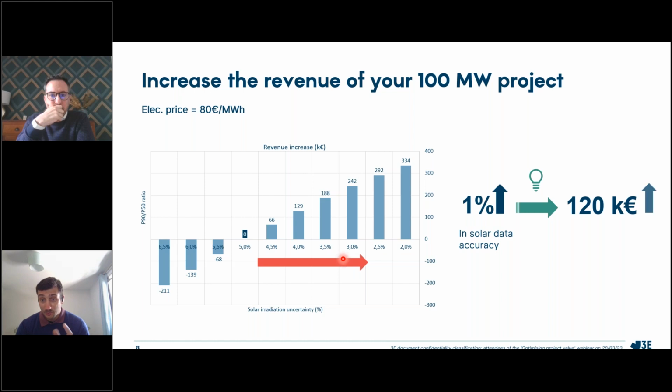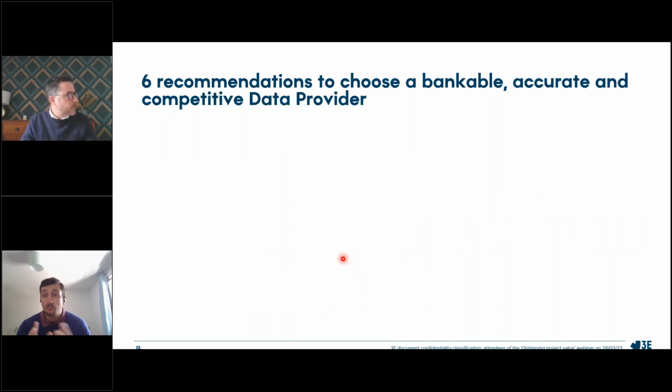increase per year, mathematically. So in your business plan, one more time, you increase your revenue while your CapEx and OpEx will remain the same. So if you increase your revenue with the same cost, you are also increasing your return on investment on this project, or your TRI. So that's really important.